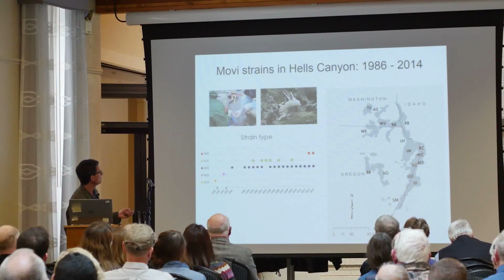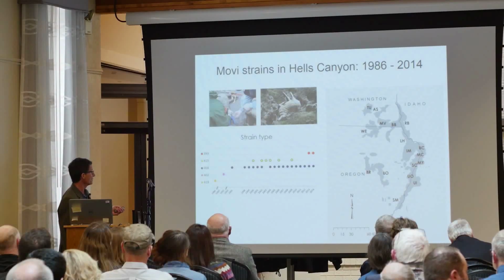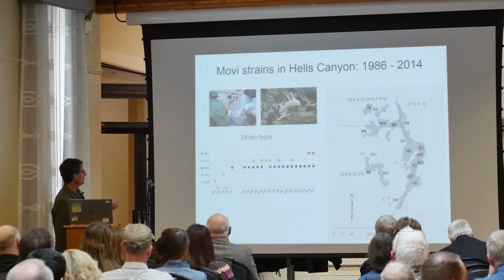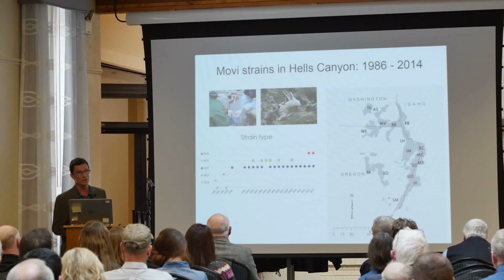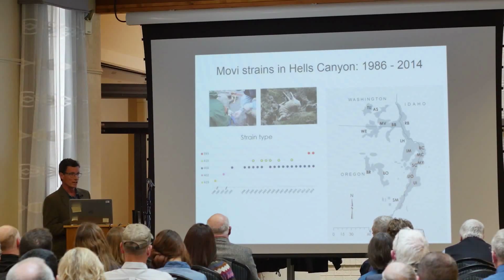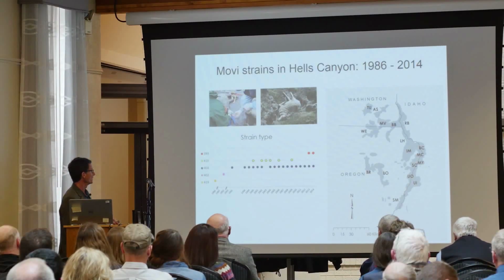So, I've got a couple of pictures of some of the research activities there on mortalities, so we can do microbiological sampling. And this is largely going to focus on the MOV strain type. This is the genotype, or the DNA sequence type, of MOV that we can now use to determine what the source of a particular infection was, whether it was one strain or another.